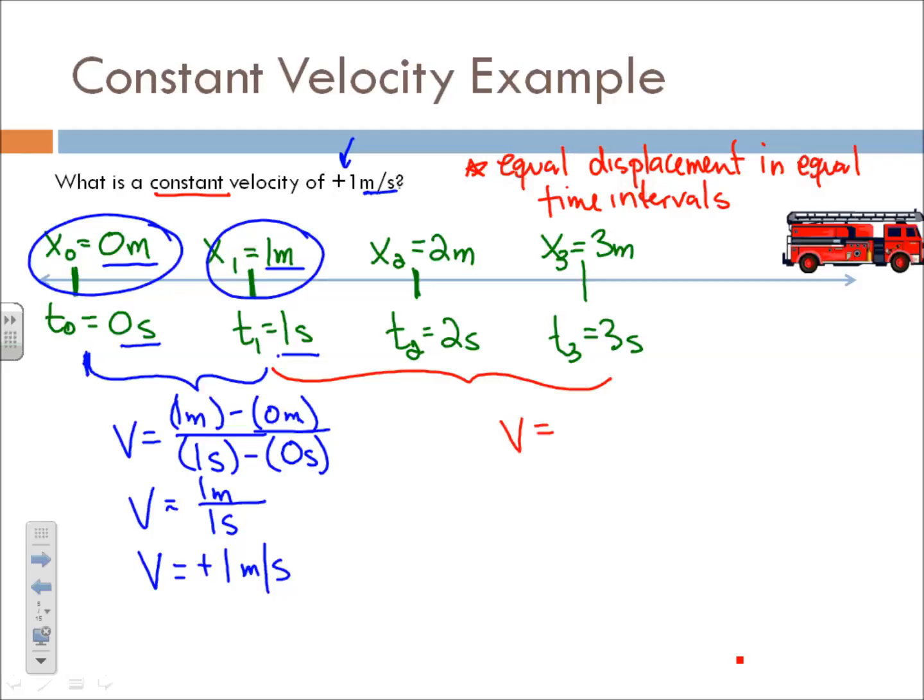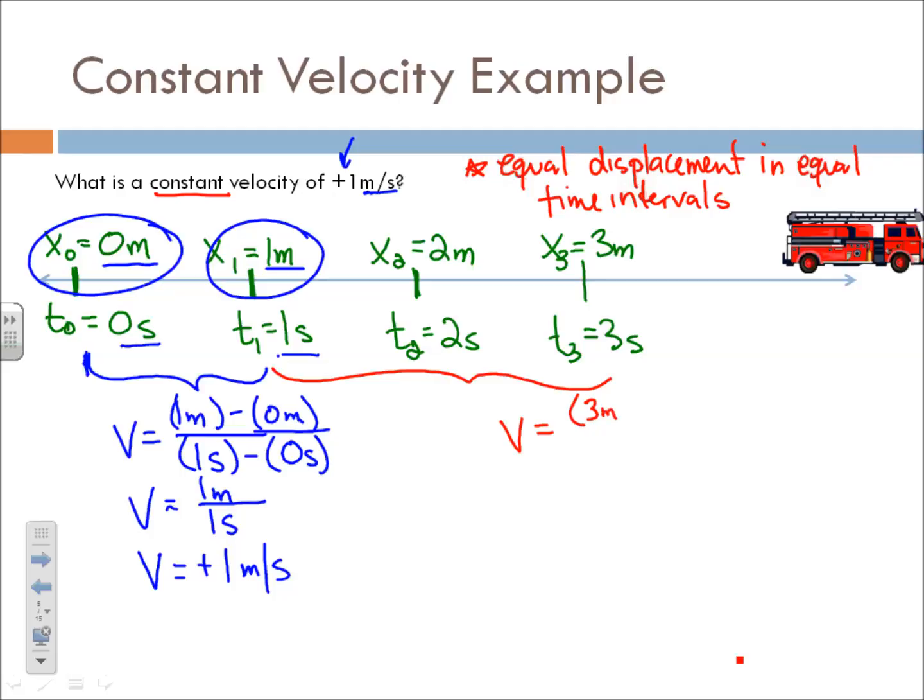My starting value is 1 meter and my ending value is 3 meters for my position, and my starting time is 1 second and my ending time is 3 seconds. I should be able to pick any time interval that I want, no matter how big or how small, and I should get the same velocity no matter what. Let's see what I get.